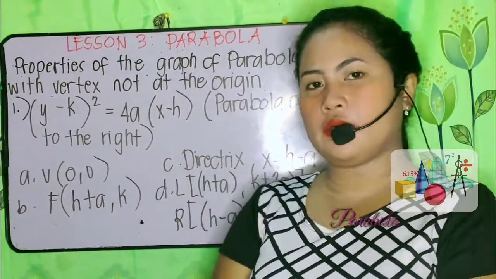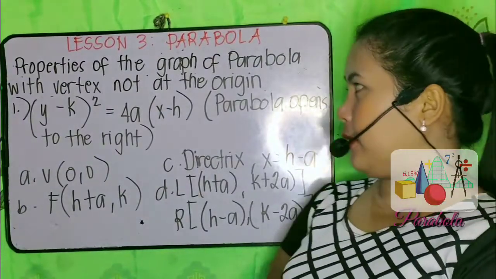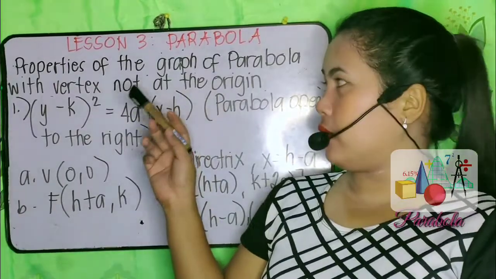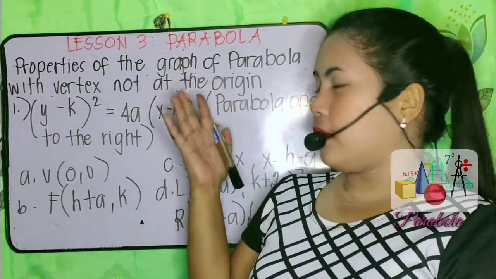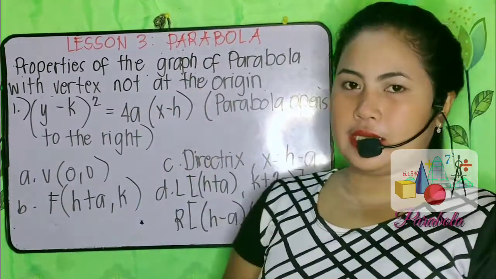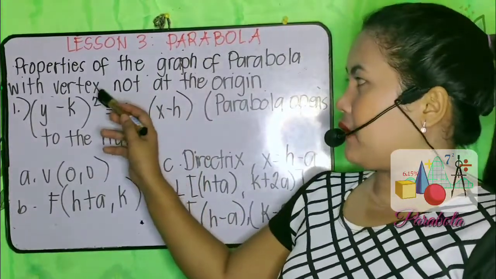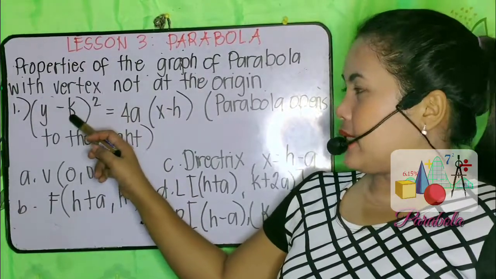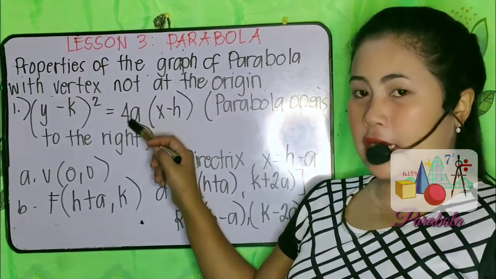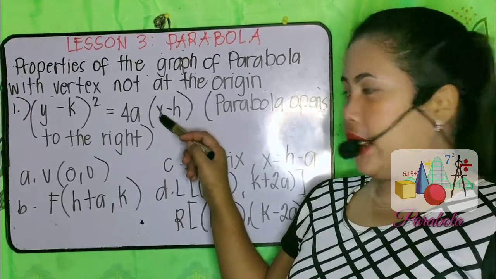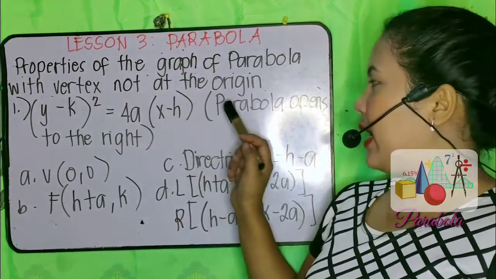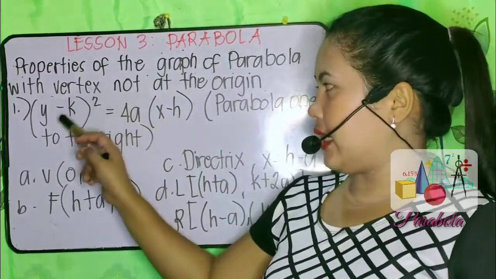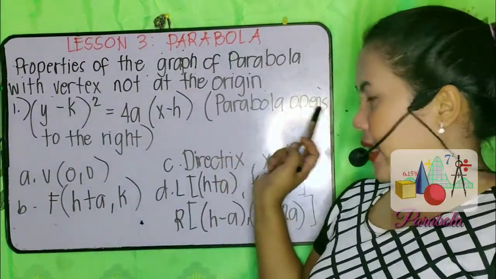Now we also have the properties of the graph of a parabola with vertex not at the origin. A while ago, we had the following properties if the vertex is at the origin. Now, if the vertex is not at the origin, the first property is y minus k squared equals 4a times the quantity x minus h. So the parabola opens to the right.